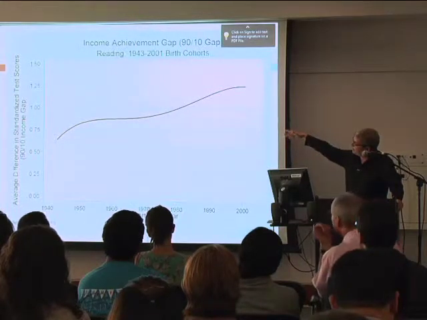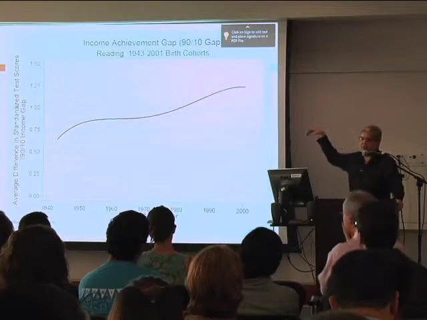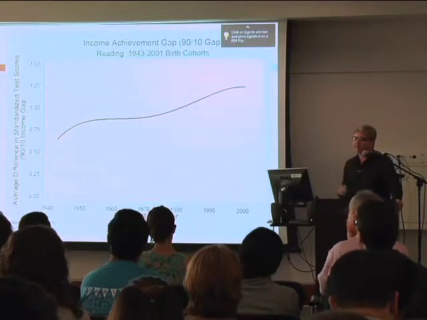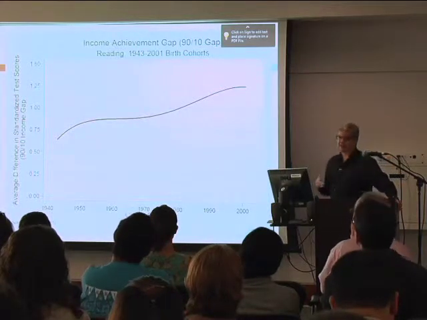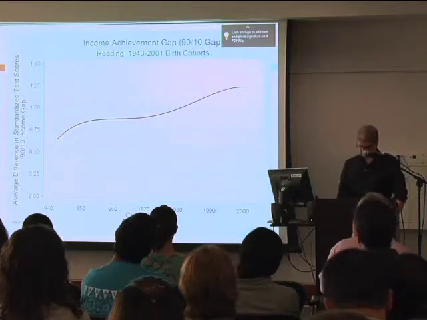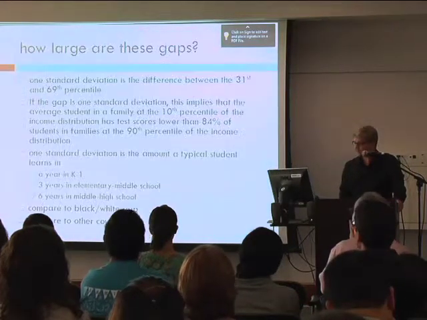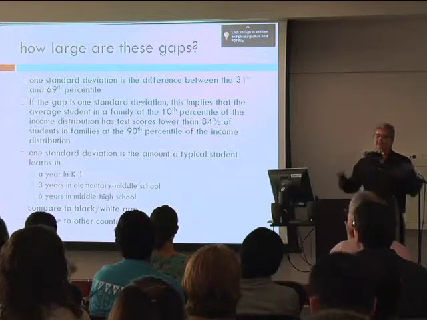It was about 0.8 standard deviations in the 60s and 70s, and now it's about 1.25 standard deviations. So it's gone up by about 40 to 50% over the last several decades. So that's a pretty sizable increase. I'll talk in a second about how you should think about how big a standard deviation unit is. Not even just a second, right now. So how big is a standard deviation unit?